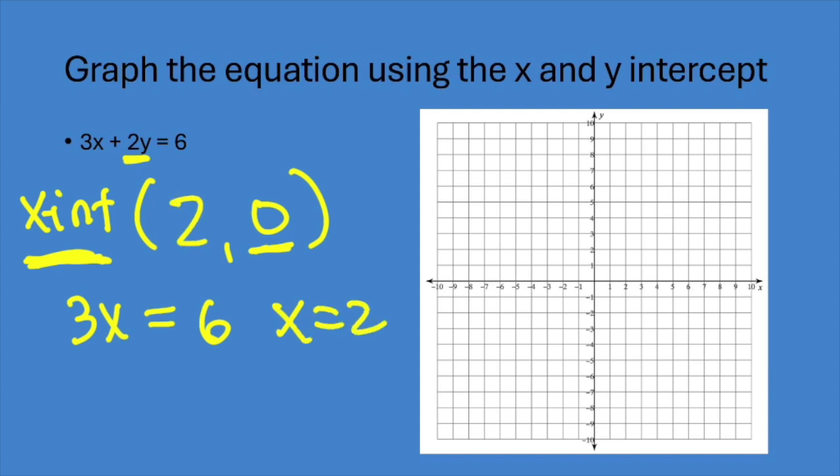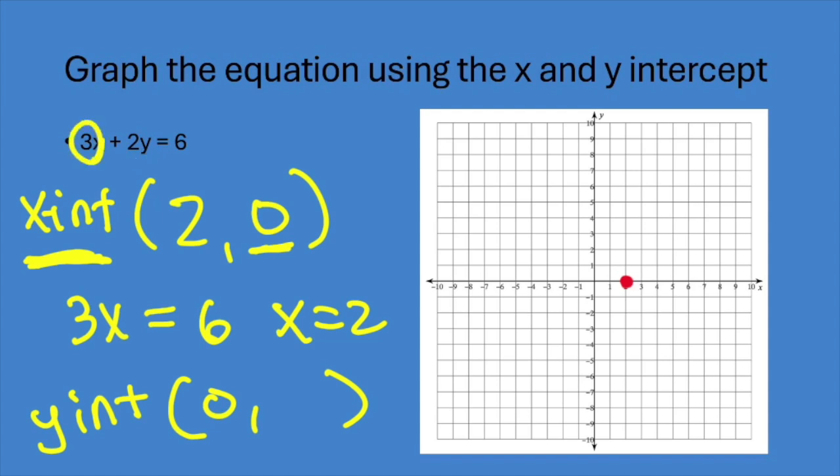Now I can graph 2 comma 0. It's an x-intercept. It's right there. Are you with me? Now we're going to find the y-intercept. How do I find the y-intercept? I plug a 0 in for what? X. For the x. When I plug a 0 in for the x, that 3x becomes 0, because 3 times 0 is 0. Are you with me?